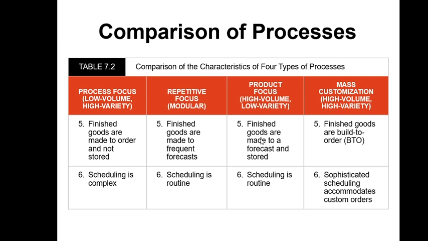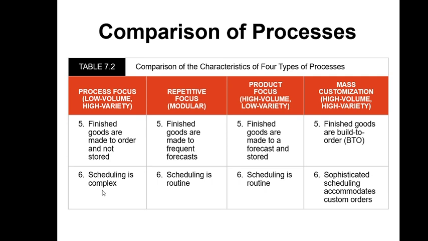Then in the product focus, of course, finished goods are made to a forecast and stored. Depending on our demand or sales forecasting, we decide how much finished goods we have to store in order to meet the requirements of the market. In the case of the mass customization, finished goods are made to order, so you don't need to store finished goods here, because it will go directly to the customer.